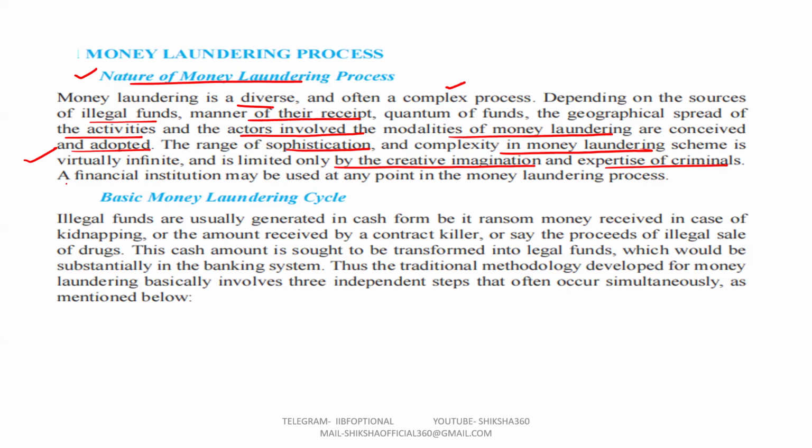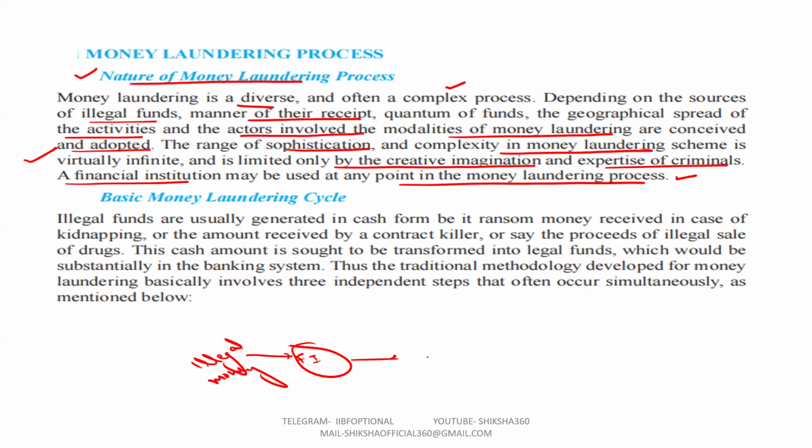A financial institution may be used at any point in the money laundering process. Clear? Why the financial institution? Basically, a financial institution is used to convert the illegal money into legally earned money.